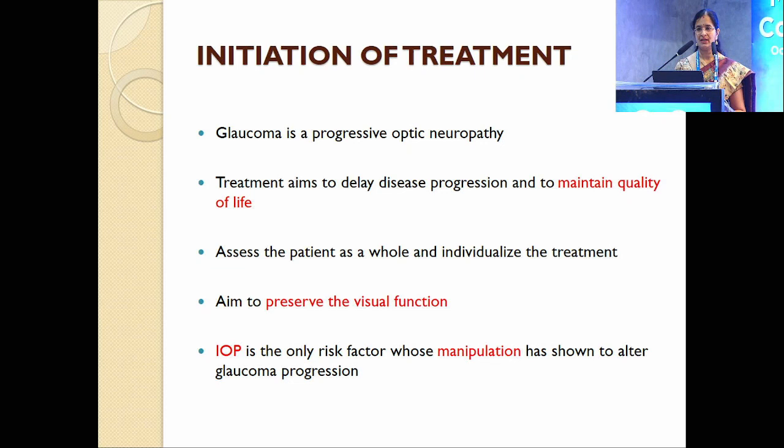So how do we do that? We do that by reducing the intraocular pressure. Intraocular pressure is the only risk factor whose manipulation has been shown to alter the glaucoma progression. So that is the only thing we can aim at.